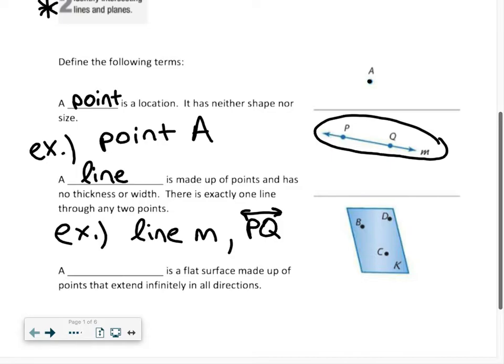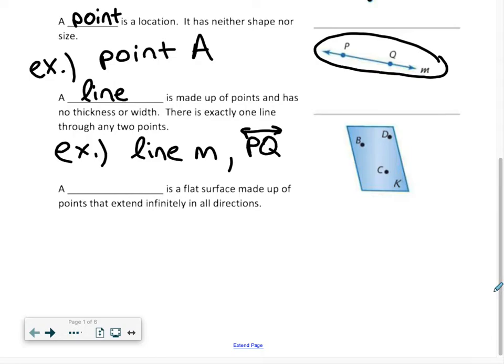Okay. Our next definition is called a plane. A plane is a flat surface made up of points that extend infinitely in all directions. So if you think about your desk when you're here at school, and just that surface of your desk, think of that as a plane. Now extend that surface in every direction infinitely, and that's the best way to describe a plane.